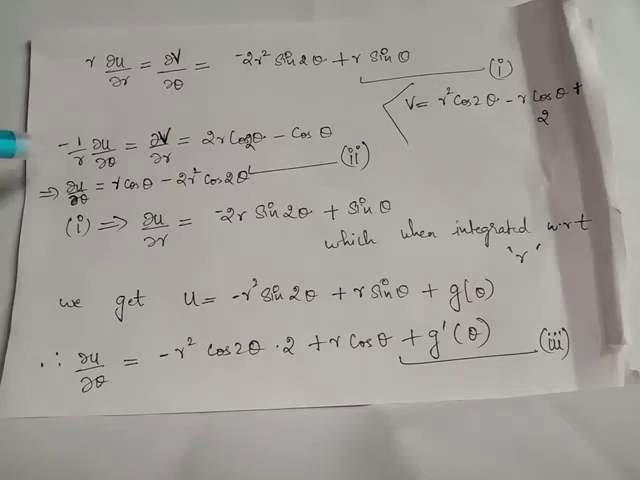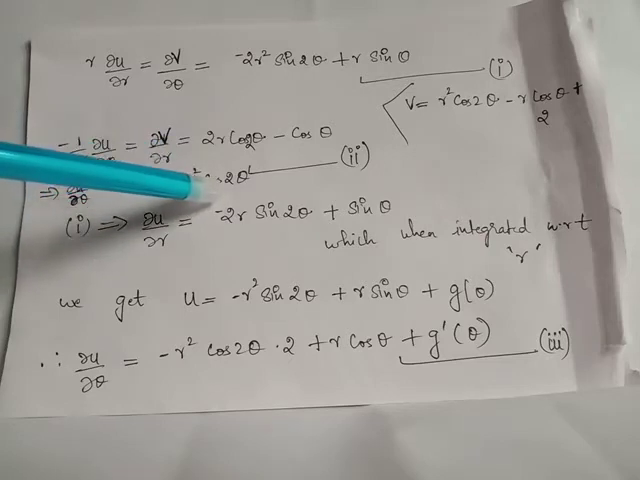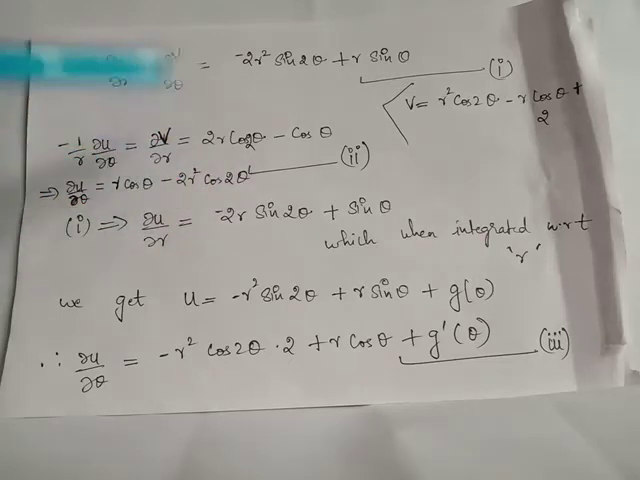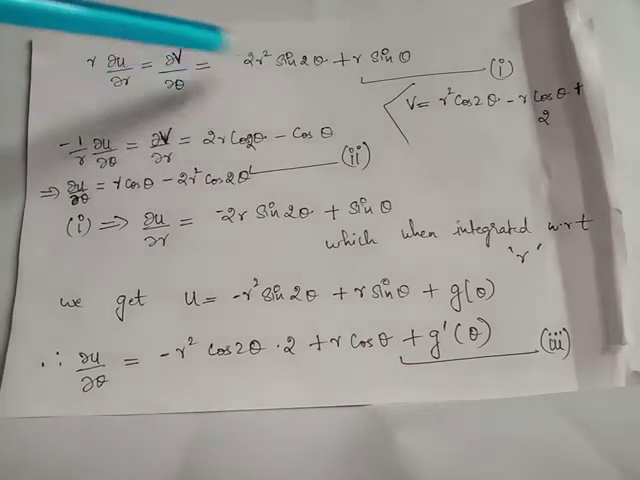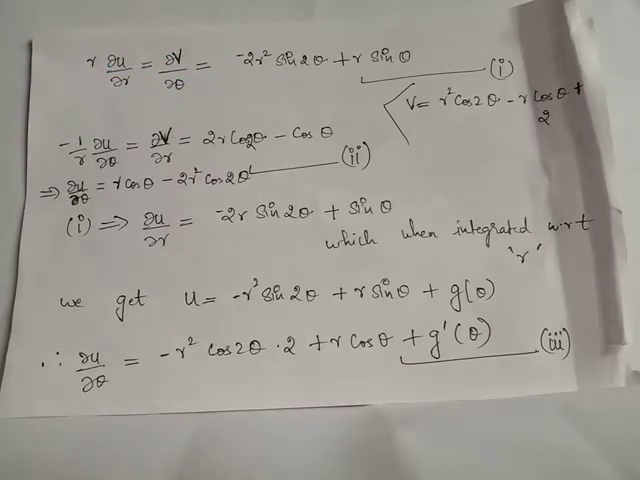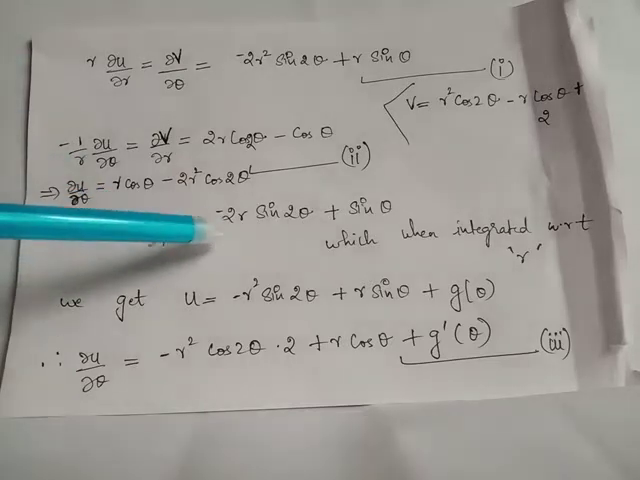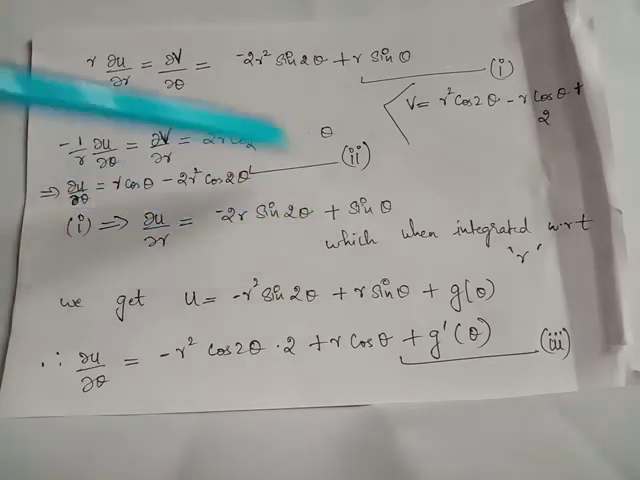This is the CR equation in polar form. If you multiply this equation both sides by minus 1 and take r to the RHS, you obtain dou u by dou theta equals r cos theta minus 2r square cos 2 theta. Moving back to equation 1, if you multiply both sides of this equation by 1 by r, you get the equation dou u by dou r equals minus 2r sin 2 theta plus sin theta.